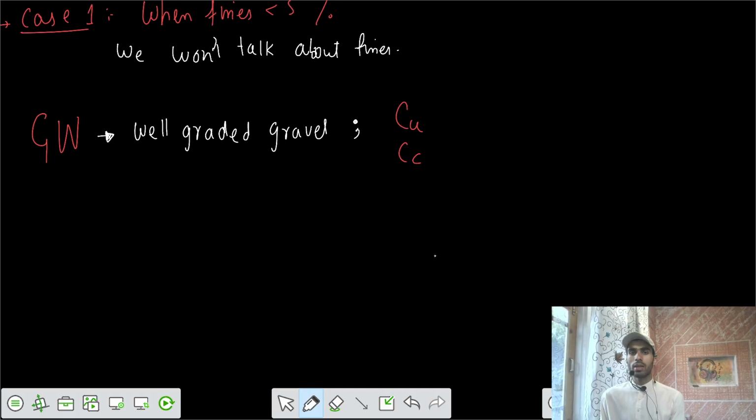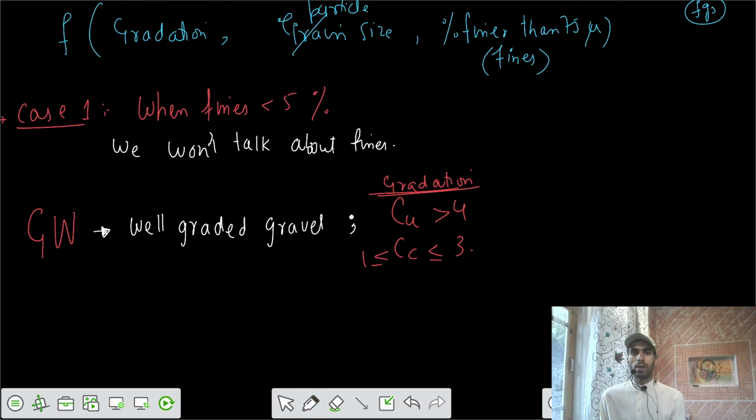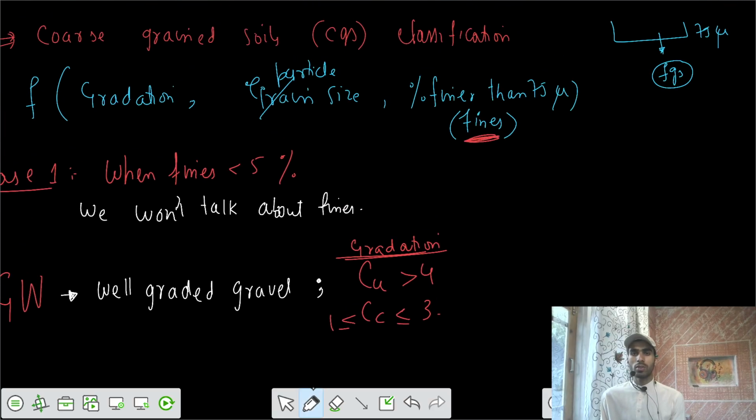So for the well graded gravel, I have to use the concept of CU. That CU should be greater than 4 and CC should be in the limit of 1 to 3. So this is all about the gradation. Because the fines are less than 5%, that part is also over. We are not talking about that, and the gradation is also over.